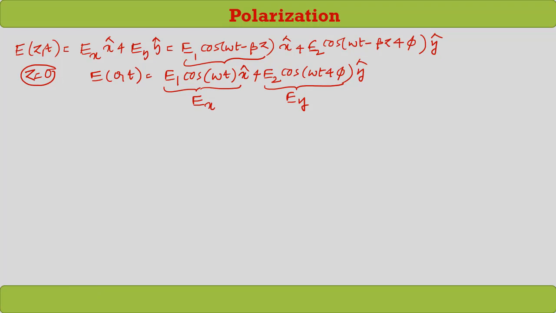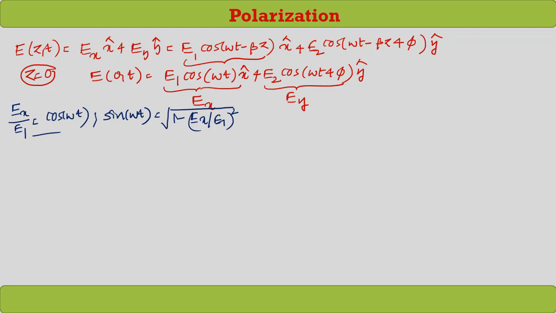From this x component, we can write Ex by E1 is equal to cos omega t. Right now I am also writing sin omega t, because it will be helpful later. Cos omega t is Ex by E1. So sin omega t is nothing but the square root of 1 minus cos squared omega t, so it becomes the square root of 1 minus (Ex by E1) squared. So wherever cos omega t is there, you can replace it with Ex by E1, and wherever sin omega t is there, you can replace it with the square root of 1 minus (Ex by E1) squared.